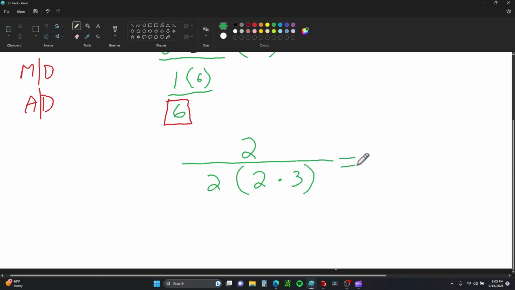Well, if I do it this way, then I can reduce this. We still work in parentheses first, so let's just do that. So this becomes 2 times 6. These would reduce, and what I would get is 1/6 for an answer.